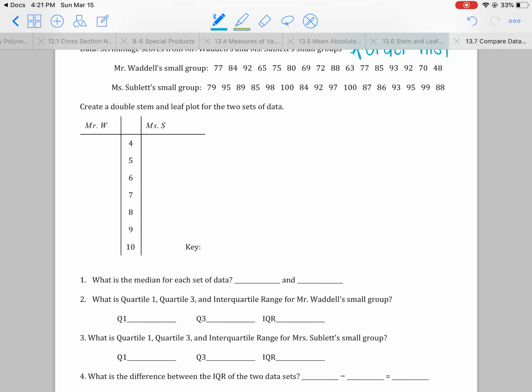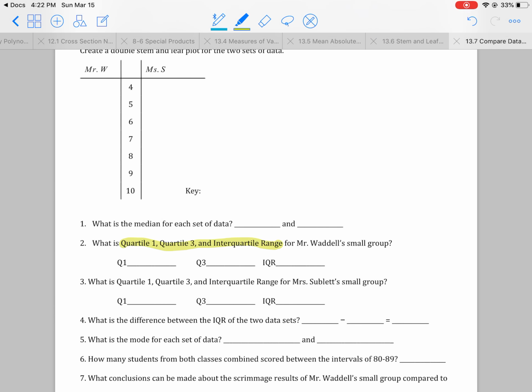Then it says what is the quartile 1, quartile 3, and interquartile range for Mr. Waddell's small group. So remember here, it is super important that if you are using your median, you do not include that number for your quartile 1 and quartile 3. So go back to these notes and it shows you exactly how to find the quartile 1, quartile 3, and interquartile range.